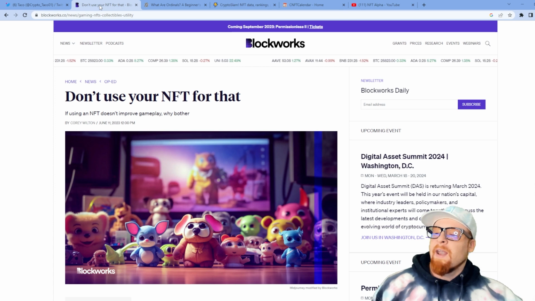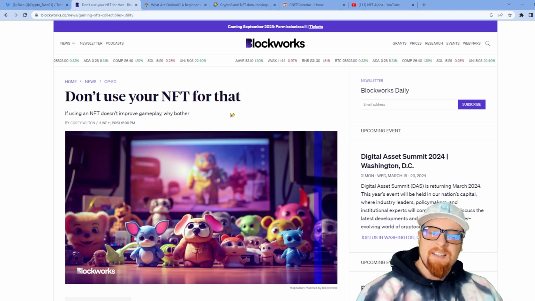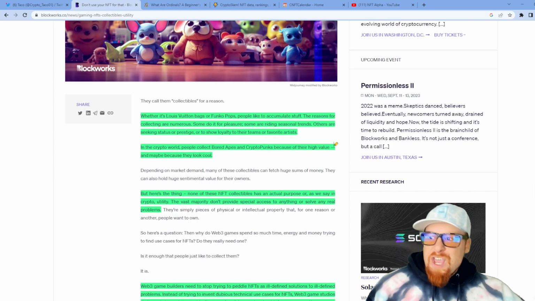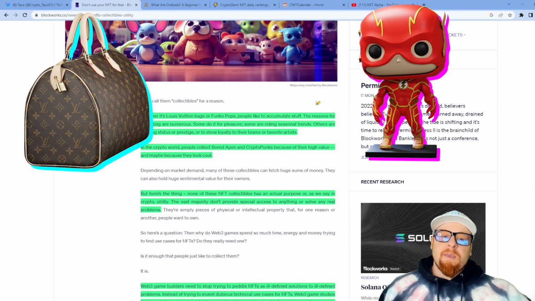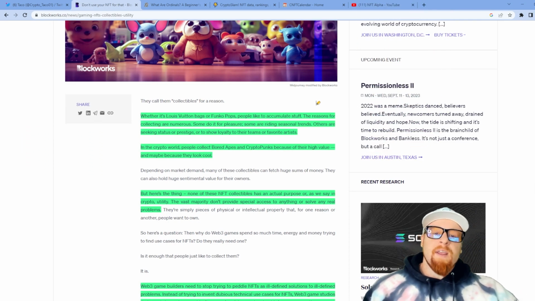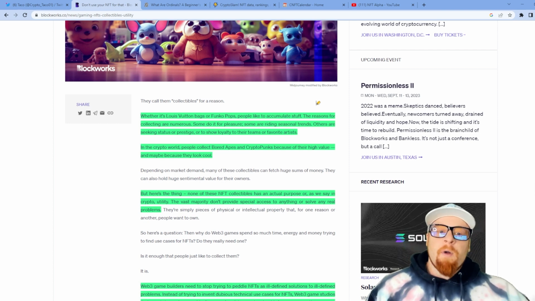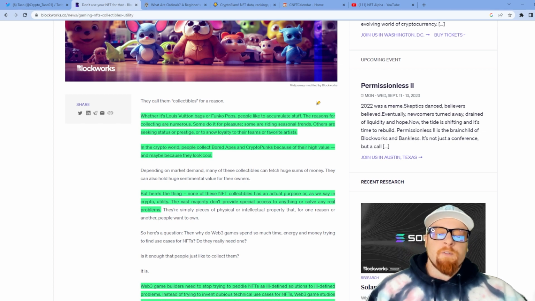All right, let's get right into it with "Don't use your NFT for that." If using an NFT doesn't improve gameplay, why bother? They call them collectibles for a reason. Whether it's Louis Vuitton bags or Funko Pops, people like to accumulate stuff. The reasons for collecting are numerous. Some do it for pleasure. Some are riding seasonal trends. Others are seeking status or prestige, or to show loyalty to their teams or favorite artists.